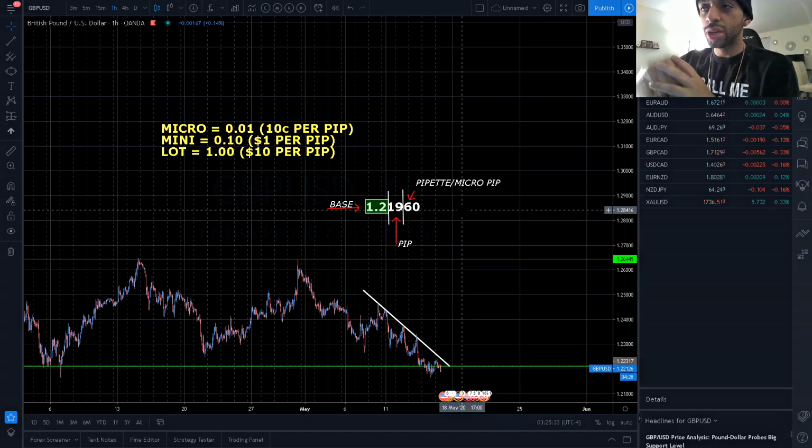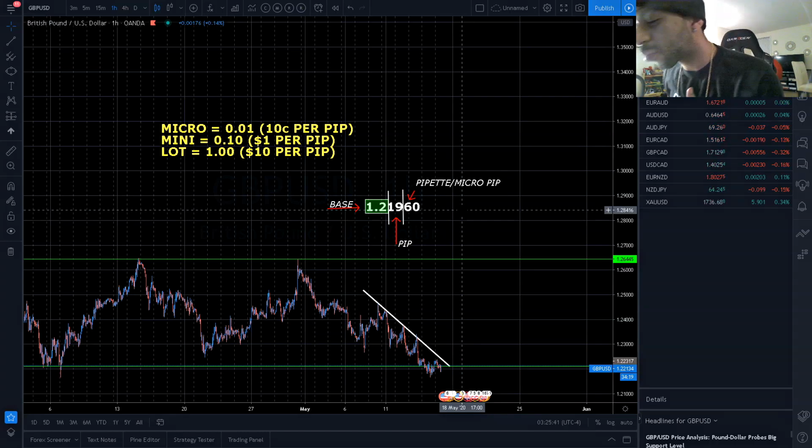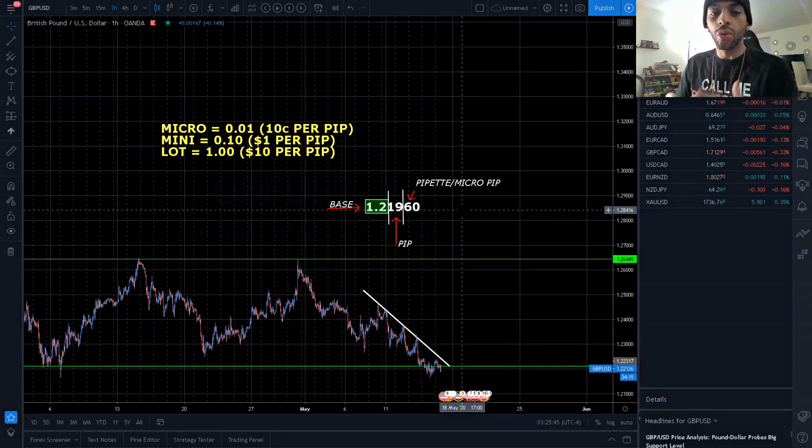Really quickly, we're going to start off with pips, because pips are very important. If you're trading in the Forex market, you should know what a pip is. You should know how pips move and how they work. If you don't know that, then please do me a favor: don't even place your trades. It's not worth it.